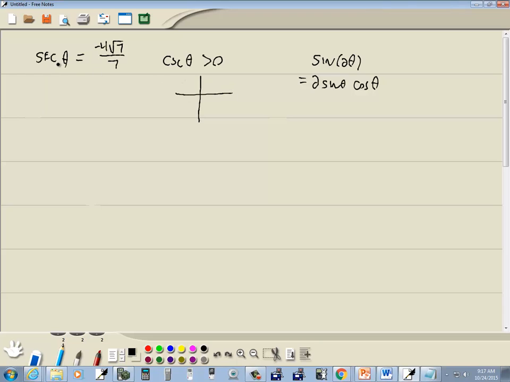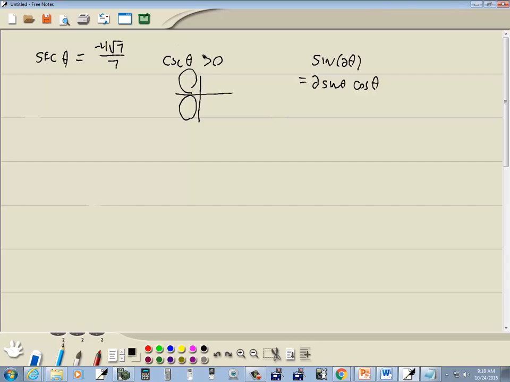Secant connects to our x value. So they're basically saying x is negative, because remember, secant is r over x, and r is always positive. So they're saying x is negative, which is right here and right here.